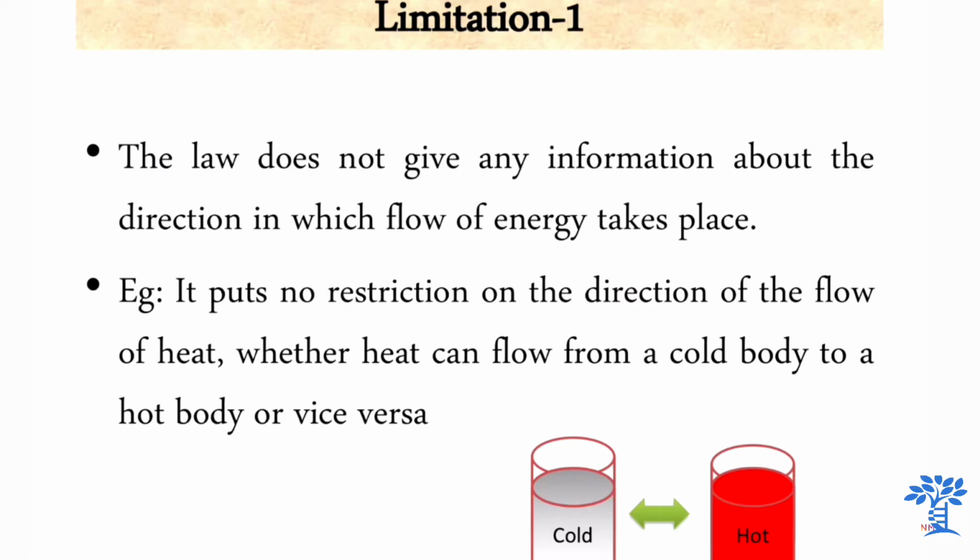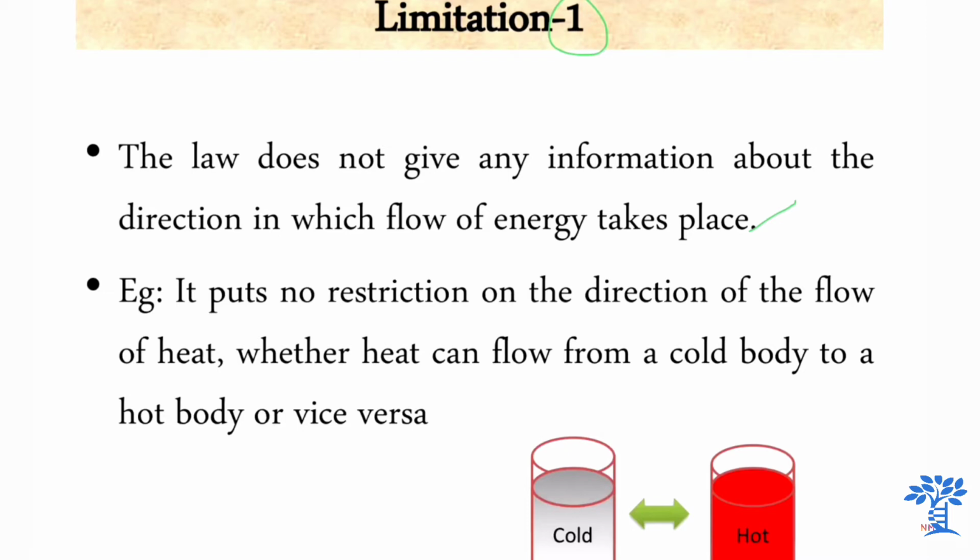Limitation number 1 is that the law does not give any information about the direction in which the flow of energy takes place. For example, it puts no restriction on the direction of the flow of heat, whether heat can flow from a cold body to a hot body or vice versa.